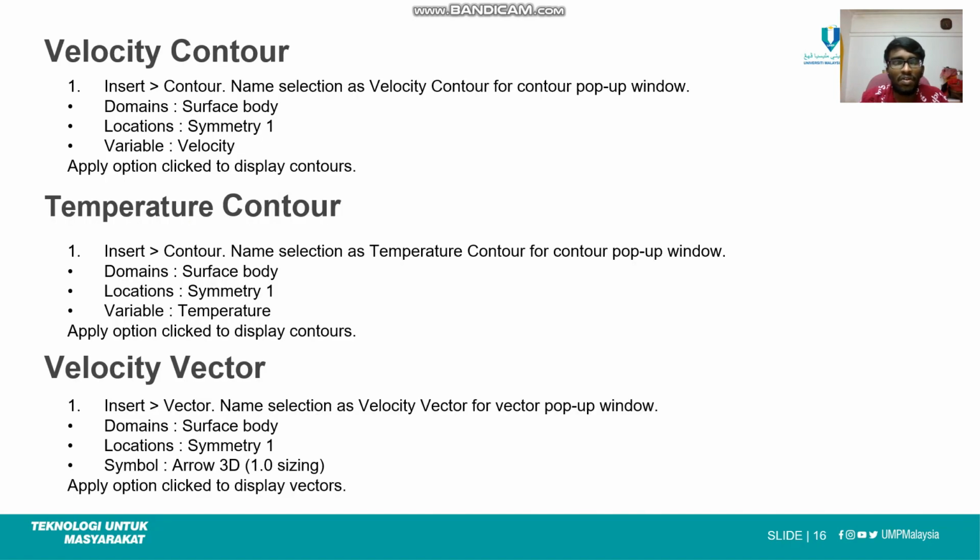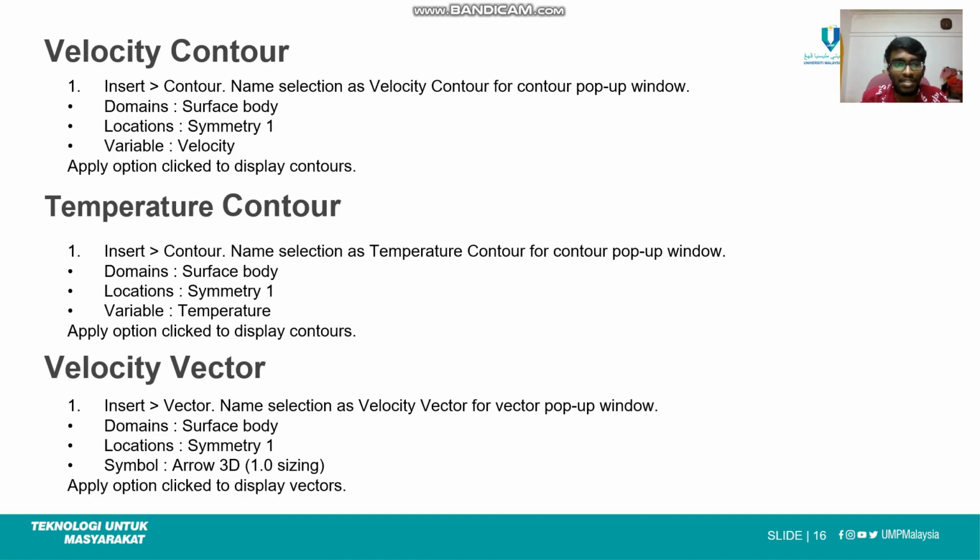Now let us look on how to find the velocity contour, temperature contour, and finally velocity vector. For the velocity contour, we need to insert the contour, and then select surface body for domains, symmetry 1 for the locations, and the variable, of course, the velocity, because we are finding the velocity. Then we can apply and display the contours, which we will look at in the results part. For the temperature contour, it is the same procedure as the velocity contour, but we input the variable for temperature.